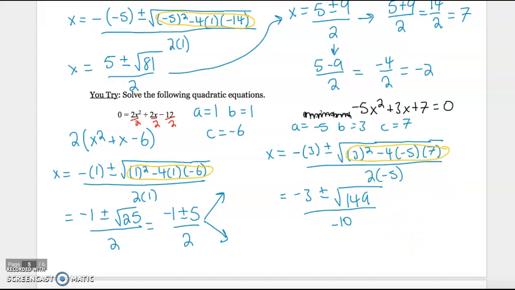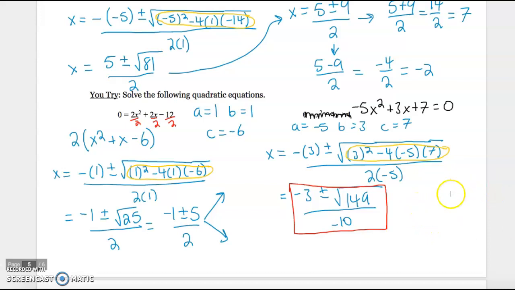And so you're actually done here. This is a perfectly acceptable answer for this problem because you can't take the square root of 149. Anything beyond that, if you tried to do it, you would get a decimal answer, and a decimal answer is an approximation. And so we like to be as exact as possible in pre-calc.